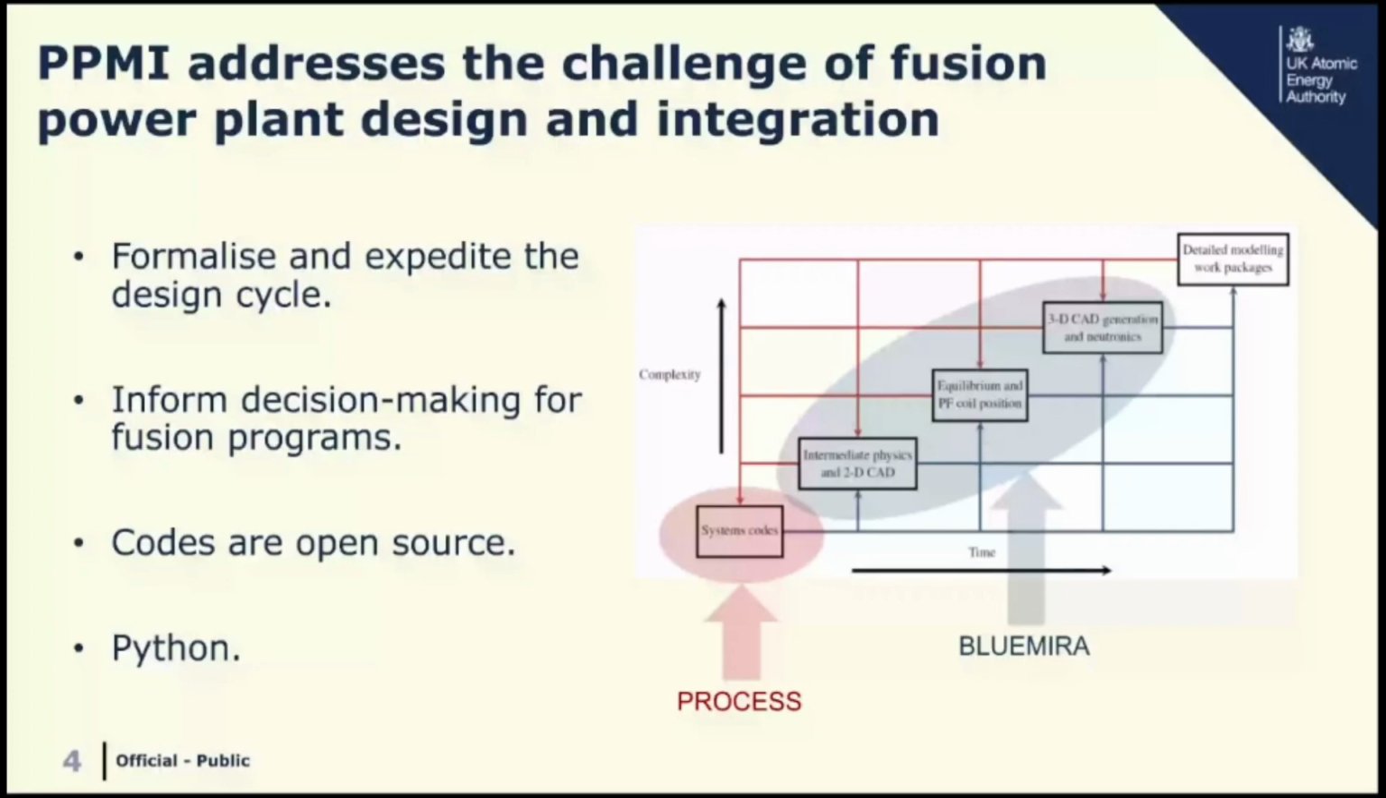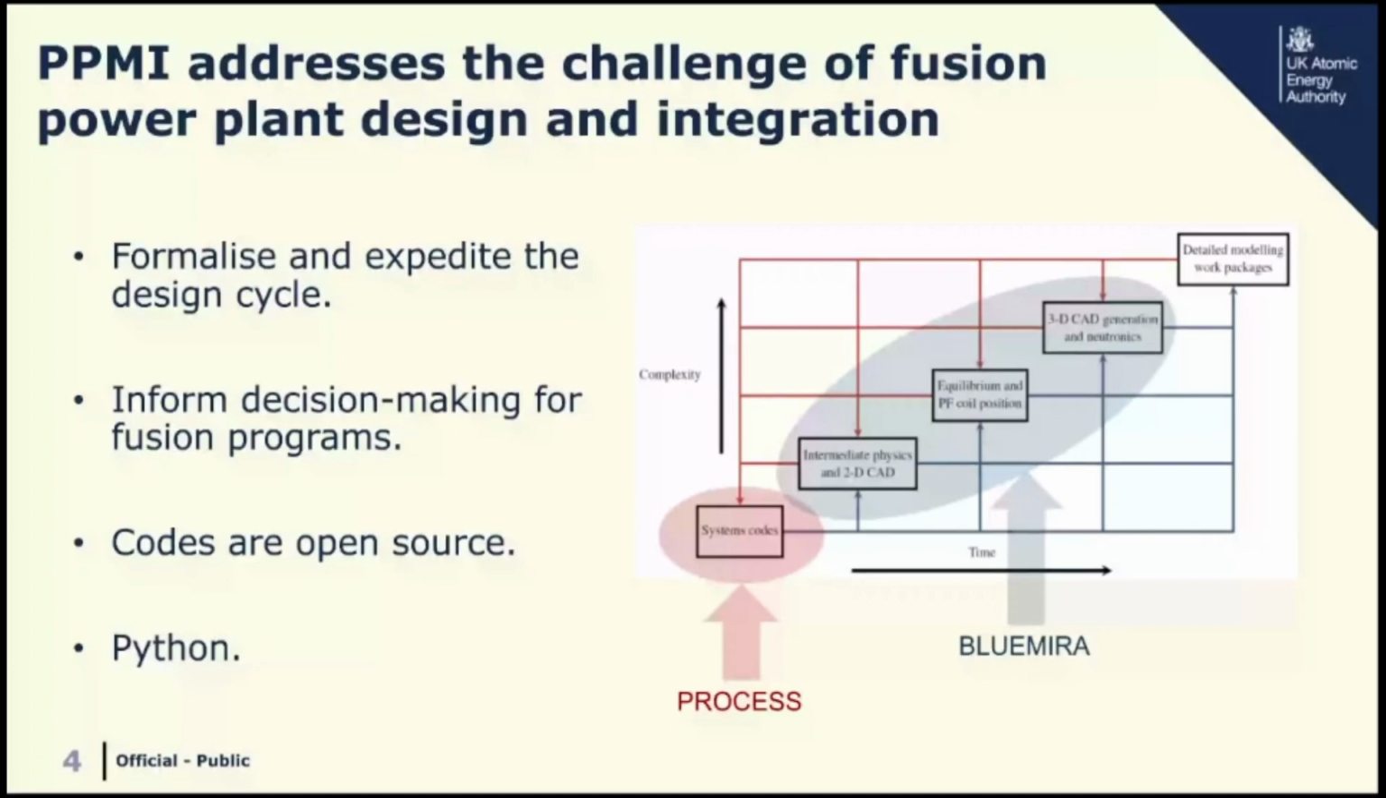Our aims are to formalize and expedite the design cycle, to provide useful information for decision-making in fusion programs. Our codes are both open source, and they are either in Python or, in some parts of PROCESS, Fortran wrapped in Python.